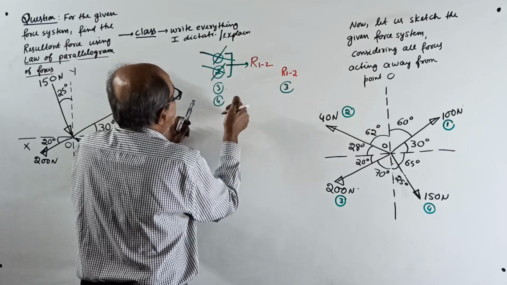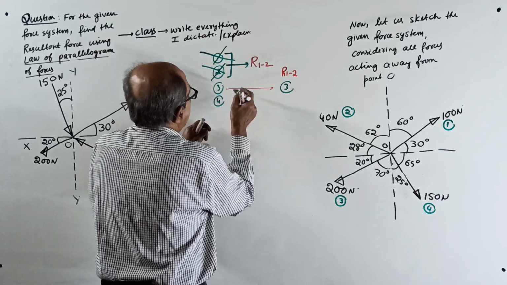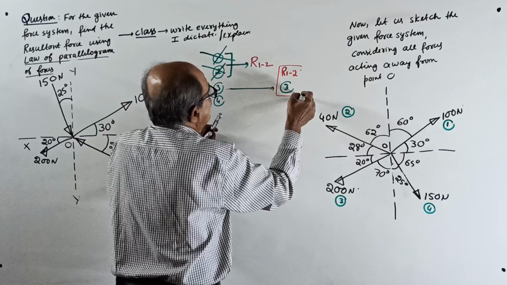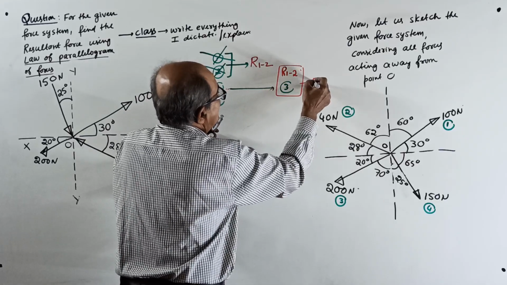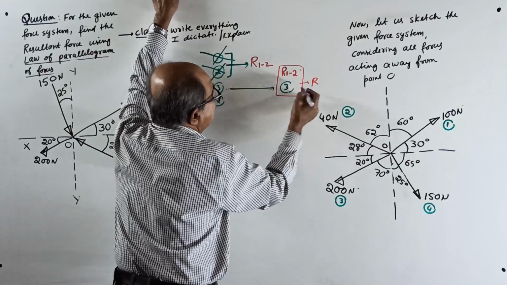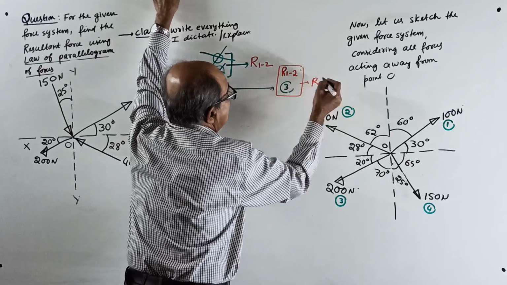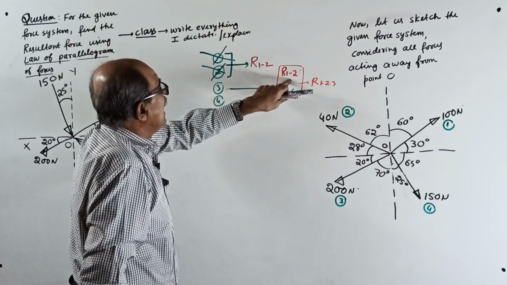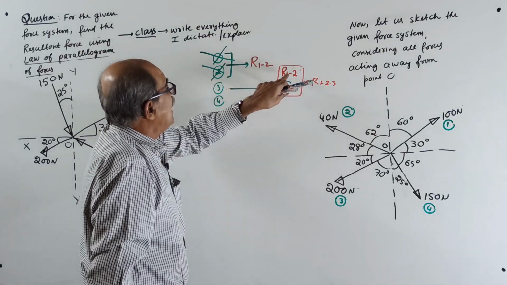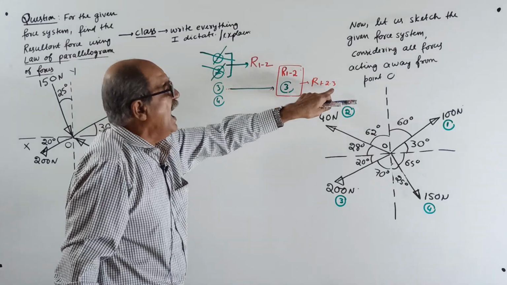See, this is force number 3. Bring it here. And once again for this one, find the resultant. That is the resultant for 1, 2 already over, along with 3. Resultant for 1, 2, 3, because R12 is the resultant for 1 and 2. Now it is the resultant for R12 and 3, meaning R1, 2, 3.